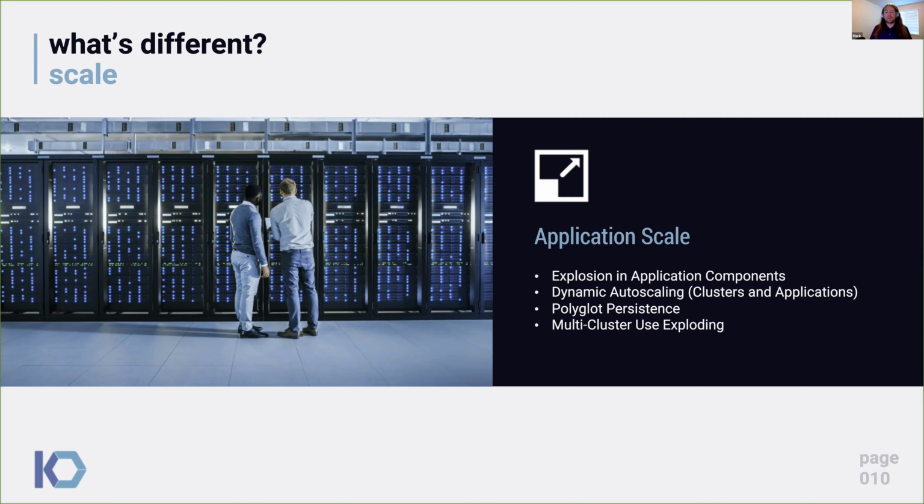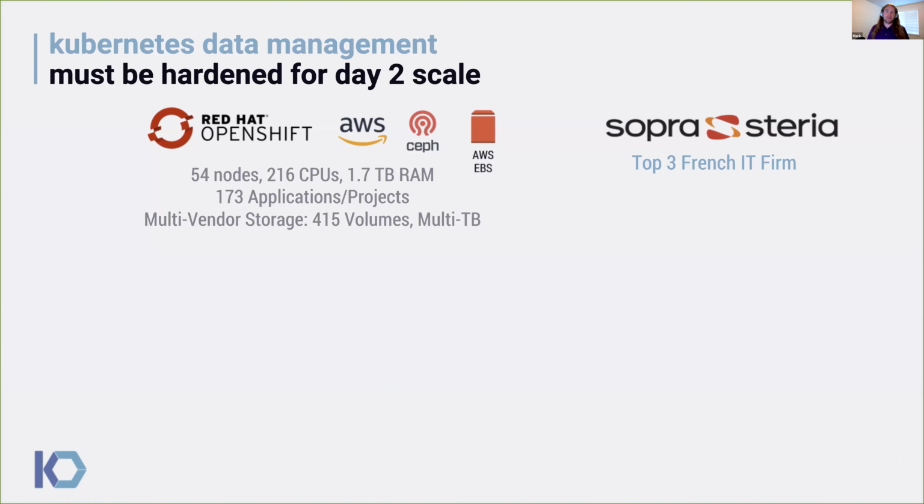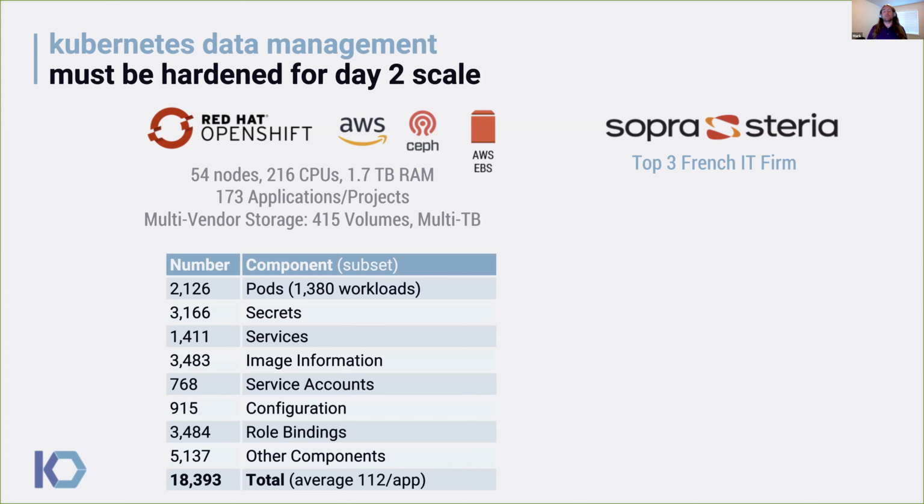To illustrate this, let's take a look at one of our customers, Soprasteria. They're a very large French IT firm, and this is one of their clusters that we are deployed on. As you can see, they're running OpenShift on AWS, they're running Rook Ceph, and all of this backed by AWS EBS. It's a moderate-sized cluster, about 50 nodes, over 150 applications, and many terabytes of data stored across a large number of volumes. And these aren't simple applications either. On average, these applications have over 100 components each.